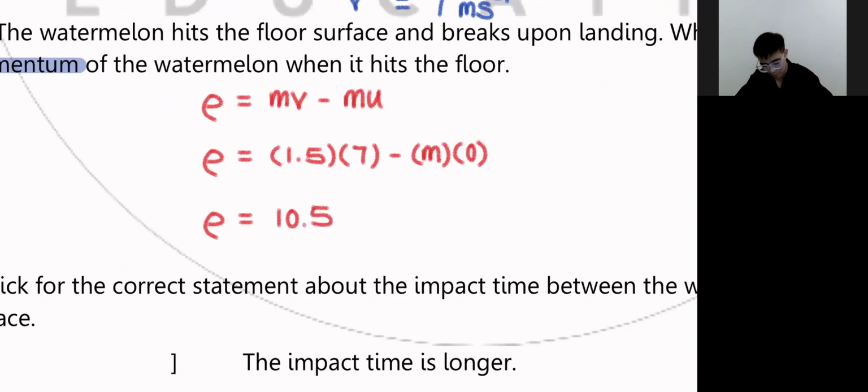Then don't forget the unit of momentum. Just now we discussed. It'd be kg meter per second. Kilogram meter per second. All right. So that's your answer with the correct unit. Now then the next one.